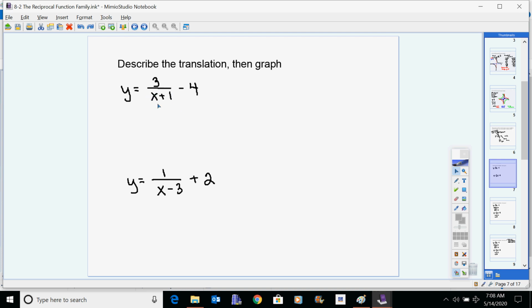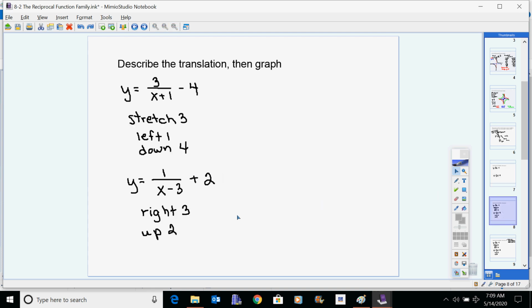This one here means it's going to go which way? Left 1. And this means it's going to go down 4. This 1 means it's not going to stretch or compress, it's just going to sit there. This minus 3 means it's going to go which way? It's going to go right 3. And then this one means it's going to go up 2. Okay, so stretch 3, left 1, down 4, right 3, and up 2.